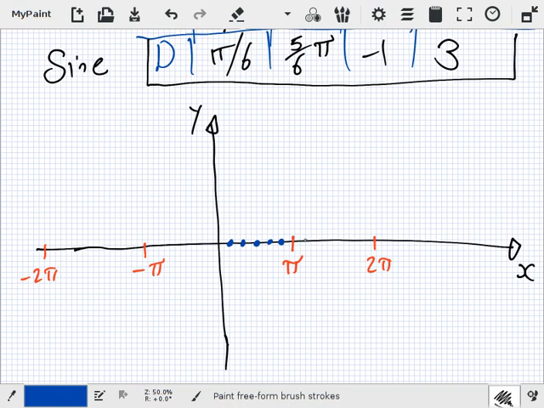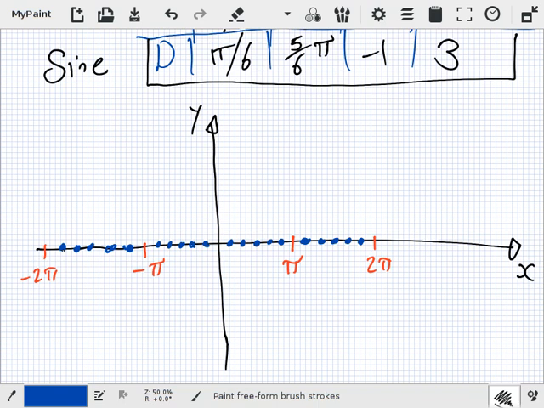And then you can do the same thing here. 7 pi over 6, 8 pi over 6, 9 pi over 6, 10 pi over 6, 11 pi over 6, 12 pi over 6, which is 2 pi. What is pi over 2? Ugly. Okay. Anyway, don't worry about that just yet.